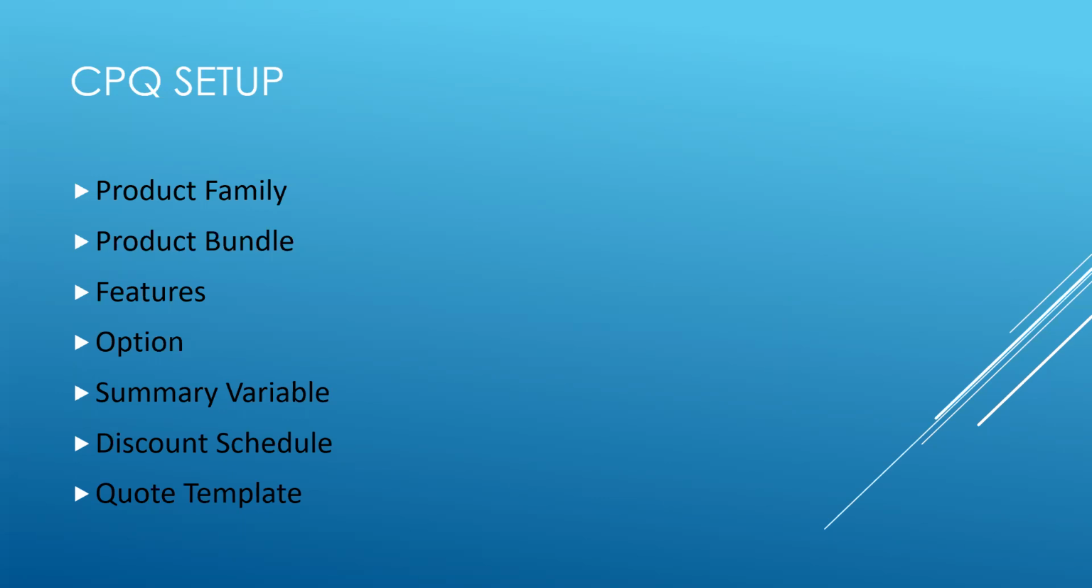Then the third thing is the summary variable. A summary variable is like our roll up summary. In CPQ we use summary variables to roll things up. Then we have discount schedule. The discount schedule is used if we want any product to be discounted on the basis of slabs, like for 1 to 10 products we want 5% discount, and then for 10 to 20 products we want 20% discount. That is easily manageable in CPQ.